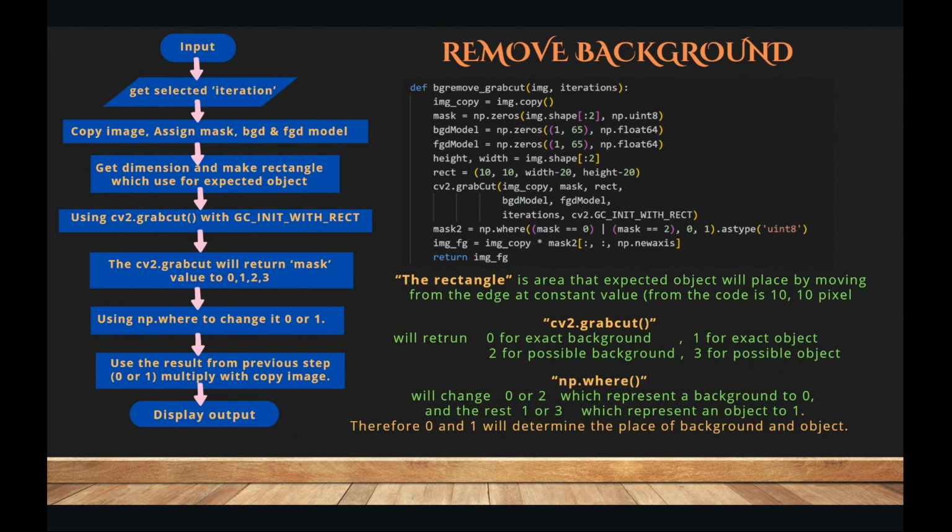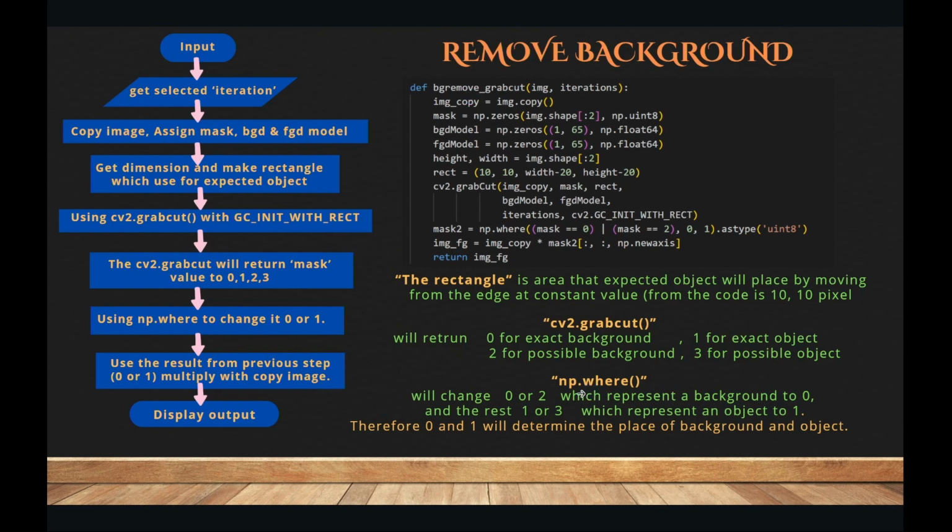So after that, they will create a new mask where all the background areas are set to 0 and foreground areas are set to 1. So the part that I mentioned will go to here, np.where. It will change the 0 or 2, which represent the background, to be a background. So basically it just changes the grabCut return to be 0 or 1, that's all.